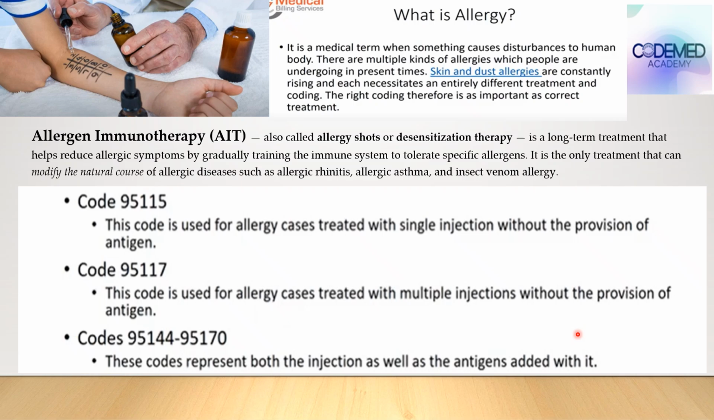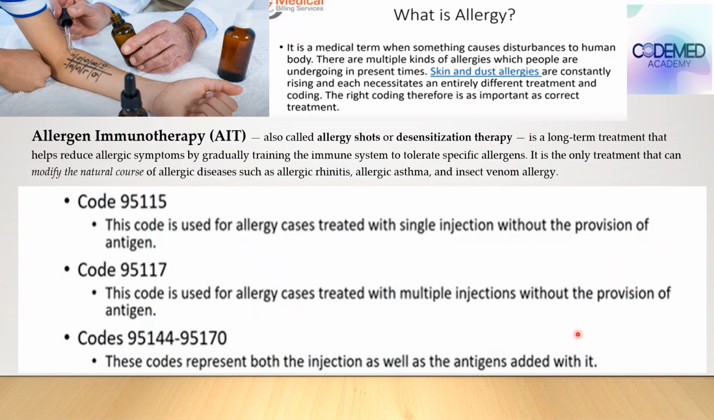asthma, and insect venom, where with the help of various allergens, the doctor will prepare a particular dose and inject that dose repeatedly to the patient, and because of that the patient gets desensitized. So this is the basic theory behind allergen immunotherapy.